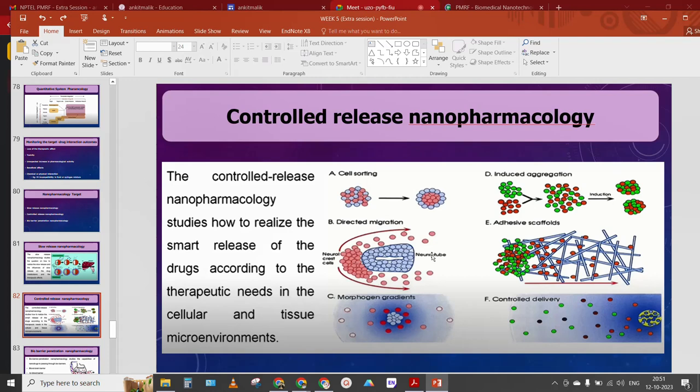In cell sorting, as you can see, it is composed of cell assembly. Cancer cells show random motions, then controlled release nanopharmacology will sort all the cells in a particular manner. In directed migrations, there are neural tubes and neural crest cells, and they will not affect the neural tubes until the neural crest cells appear. Likewise, there are different aggregations, like adhesive scaffolds and controlled deliveries.